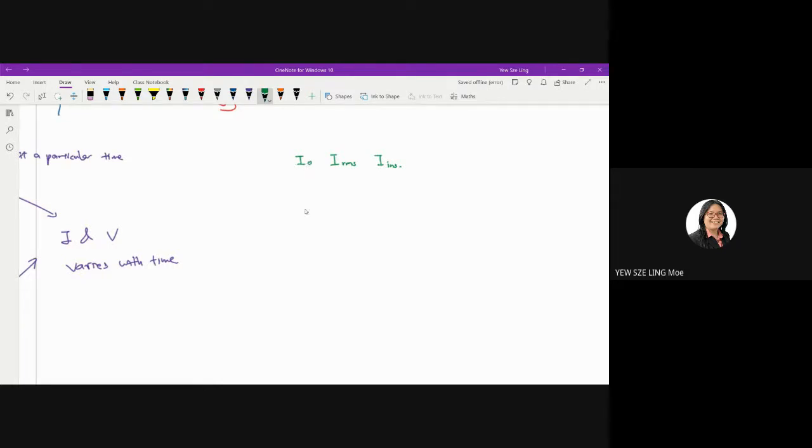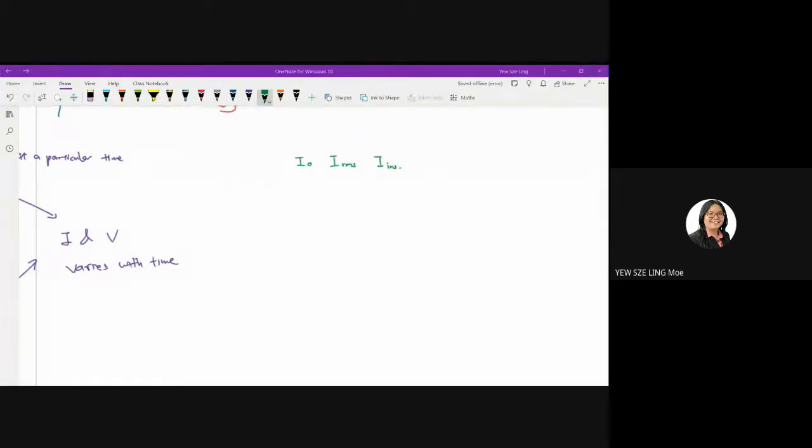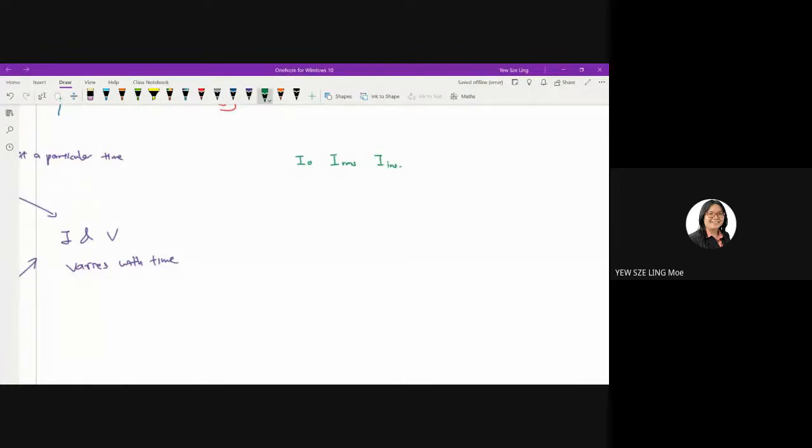And then we will have V. When it comes to V, it is slightly more complicated. For I, you just have the 3 of them, because the current is flowing in a series. All components are connected in series. But when it comes to V, things get slightly more complicated, because it depends on which component you are looking at. If you are looking at the source, of course, there's no issue. You're still going to have a V naught, V RMS, and a V instantaneous.